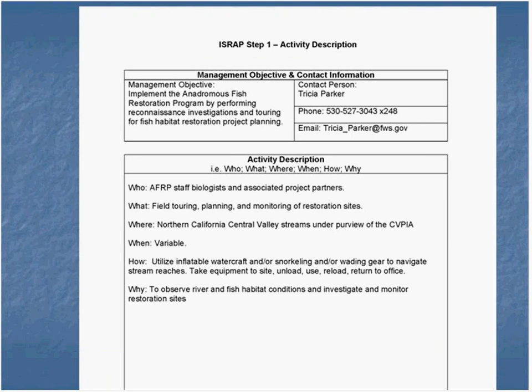Here's an example from the Fish and Wildlife Service Anadromous Fish Restoration Program up in Red Bluff. They've got a management objective: implement the Anadromous Fish Restoration Program by performing reconnaissance investigations for fish habitat restoration project planning. And there's the who, what, when, where, and why in here. Some folks will provide much more information than this, but this is plenty of information. I get an idea of where they're going, the geography, the type of activity that they're doing, and so forth.